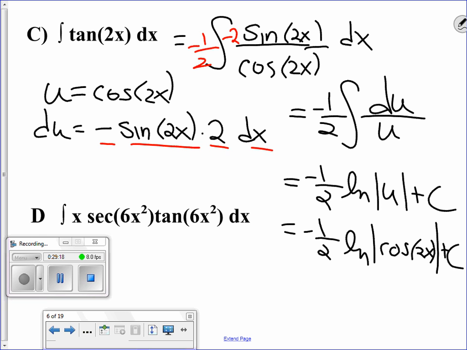That's something you're going to have to remember. Anytime you have to integrate tan or cotan, you have to remember to rewrite it. And then it'll be an ln.